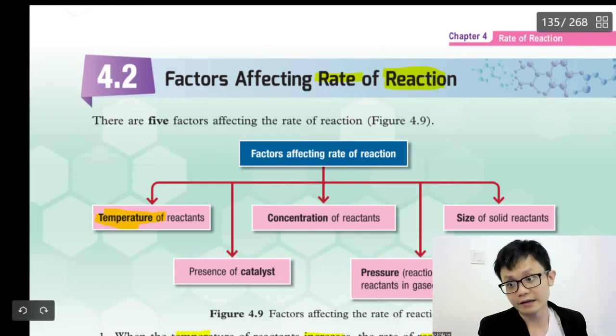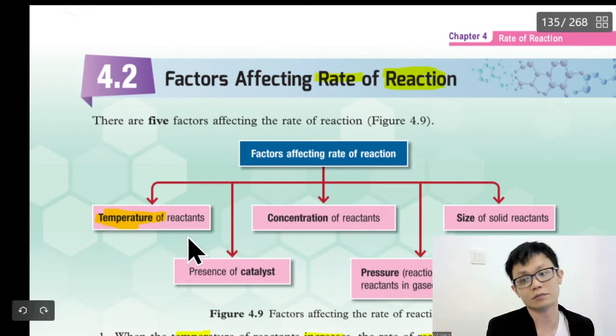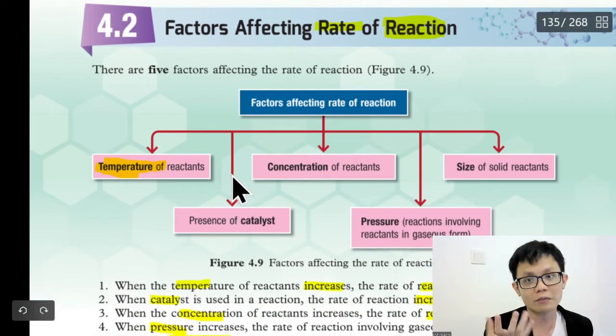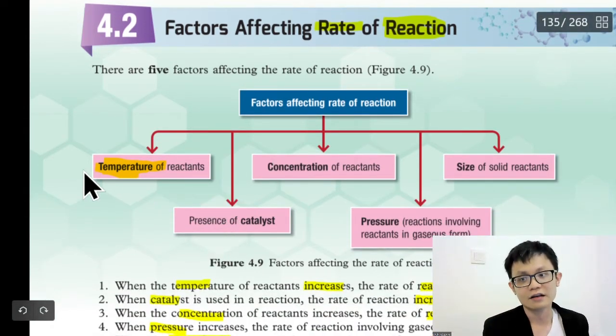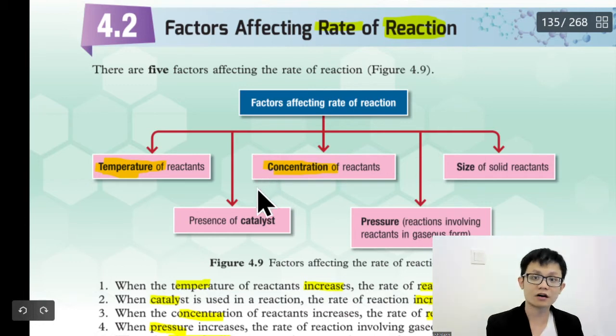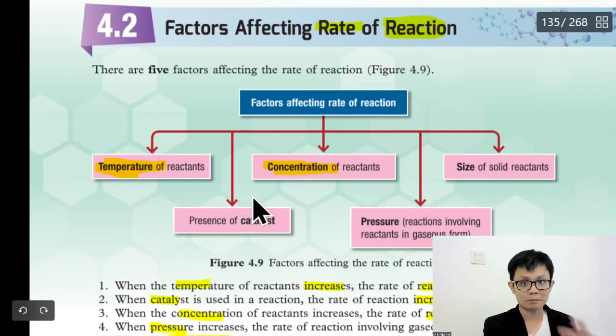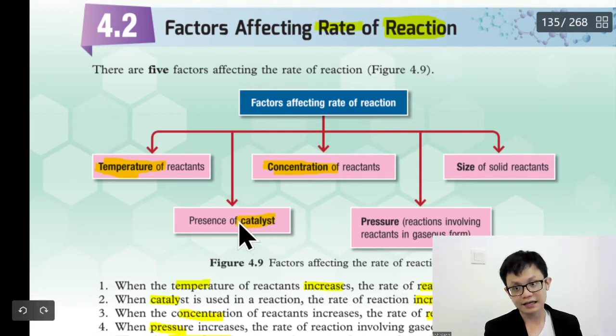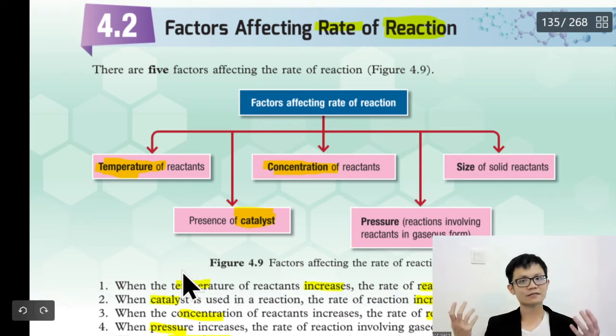The first one, you need to remember, it's so common. Temperature: the higher the temperature, the faster the rate of reaction. Concentration: in terms of acid, for example, more acidic, more reaction; less acidic, less reaction. Catalyst: if you have that, then the thing will process faster.